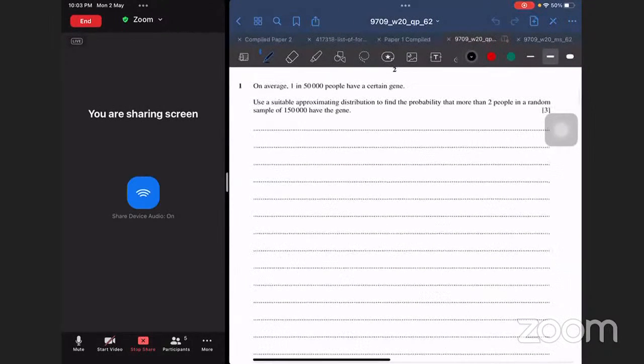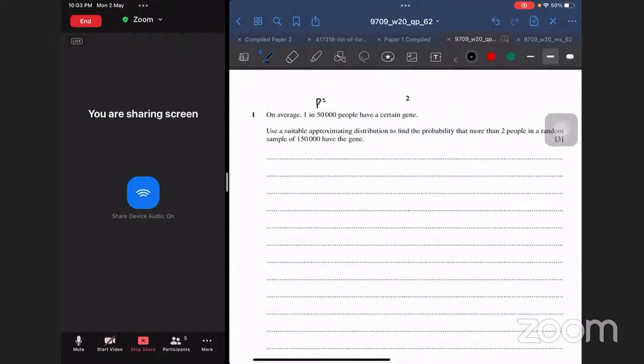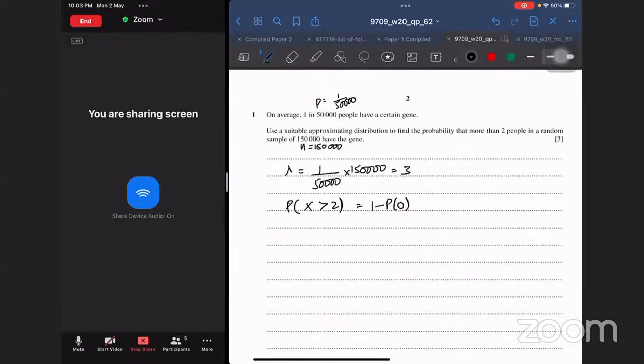Okay. This says on average 1 in 50,000 people have a certain gene. So again, I'm talking about a probability of success. Use a suitable approximating distribution to find the probability that more than two in a random sample of 150,000. So I give you a value for lambda or n, so you can calculate lambda. So I get 3. I'm asking you for more than 2. So 1 minus probability of 0 minus probability of 1 minus.